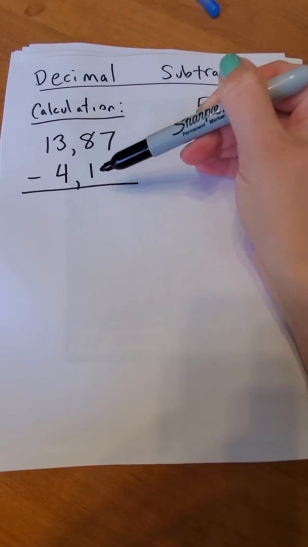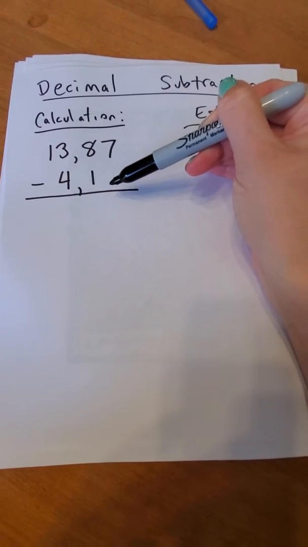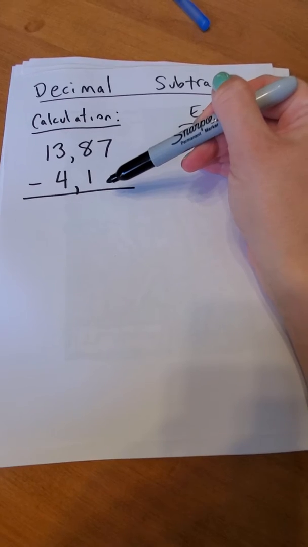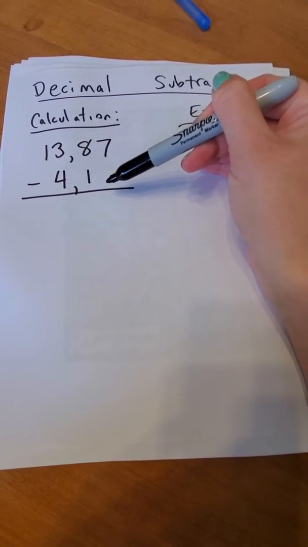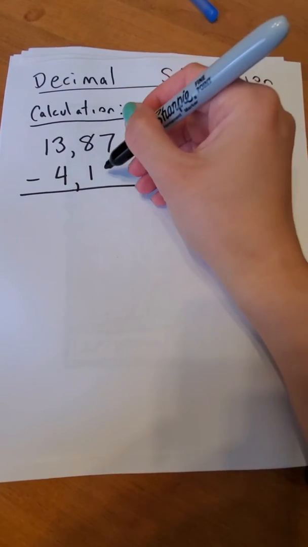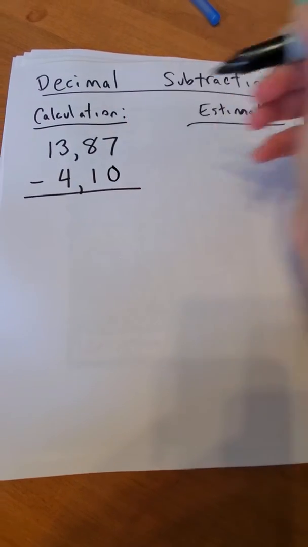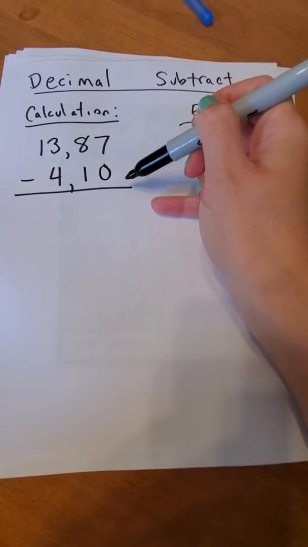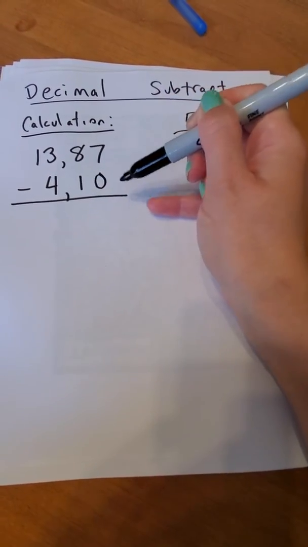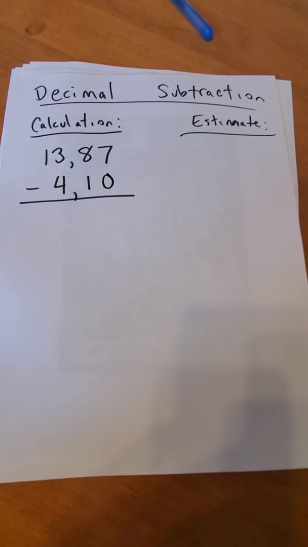Oh, weird. There's nothing in the hundredths place. So what could I put here to keep the place? Oh, you're right, a zero. I'm just going to put a zero in there to keep the place. Because if you put a zero at the very end of a decimal number, way long after the decimal, it does not change the value.